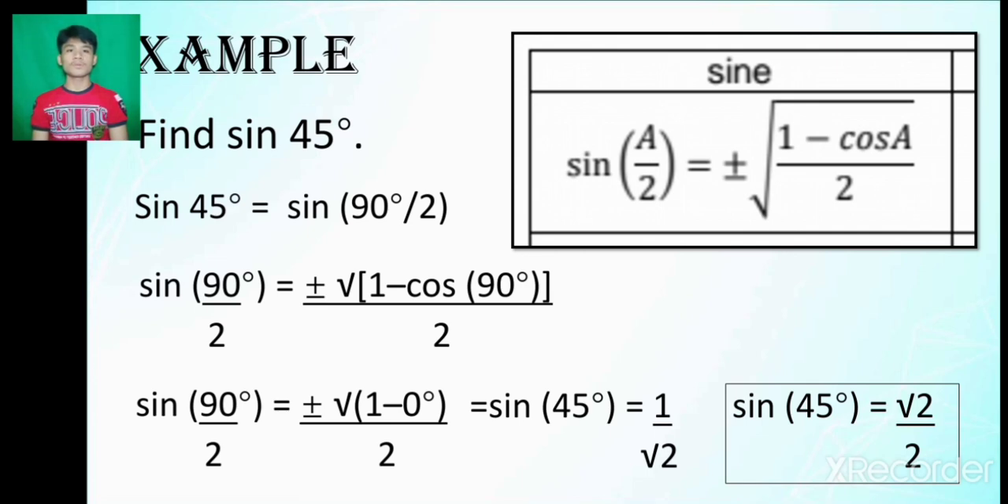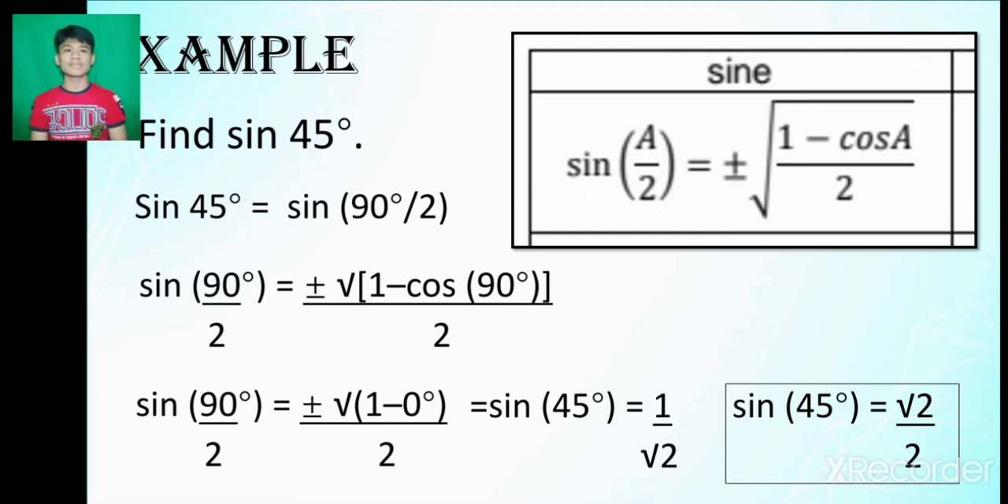So over 2. Simplify, so we have sine 45 degrees, which is equal to sine 90 degrees over 2, which is equal to square root of 1 over 2, or 1, since square root of 1 is 1, then over square root of 2. So simplify again.